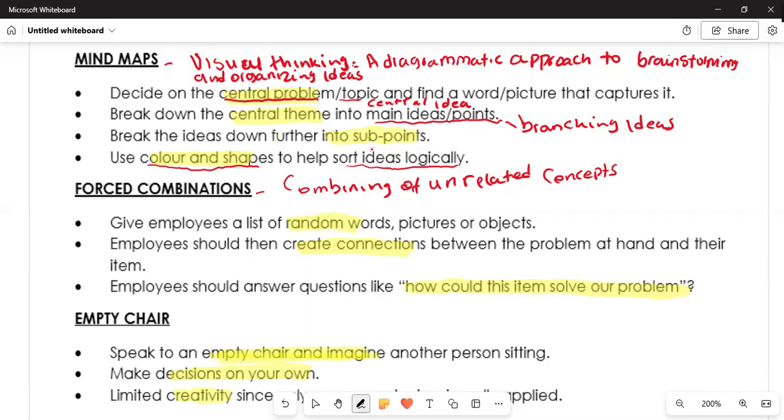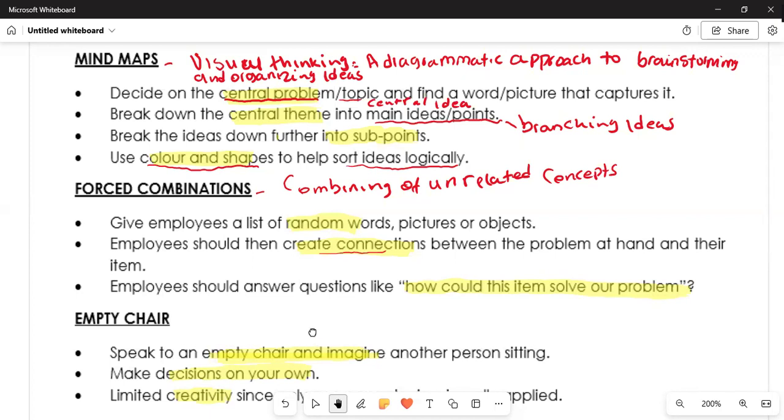You give employees a list of random words, pictures, or objects. So they are going to try to combine those unrelated concepts. That is trying to be creative. Employees should then create connections between the problem at hand and their item. Employees should answer questions like, how could this item solve problems? So that is force field combinations.